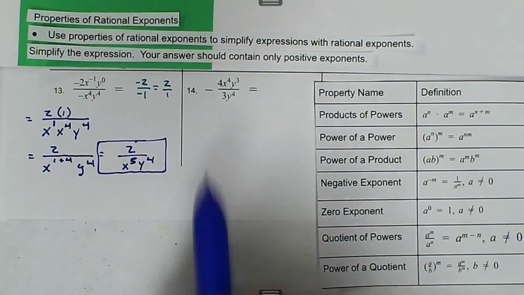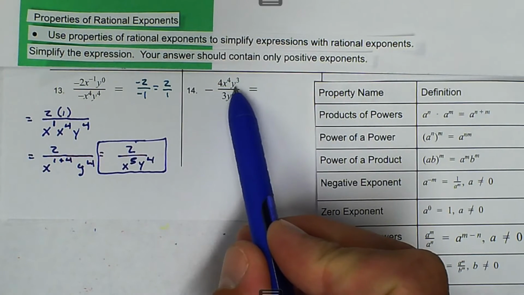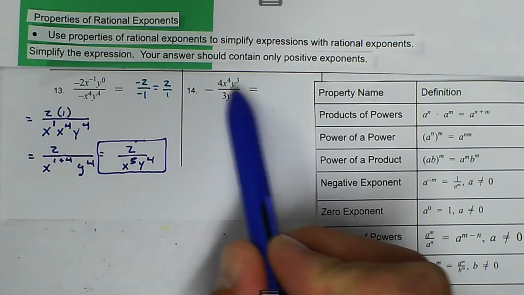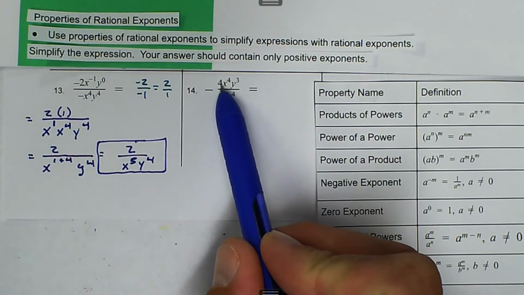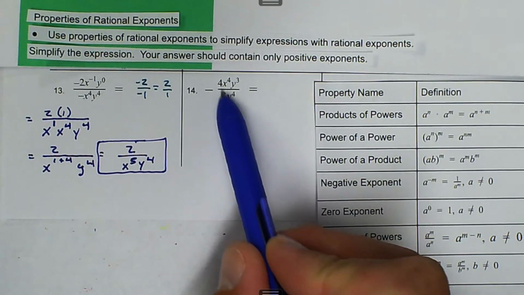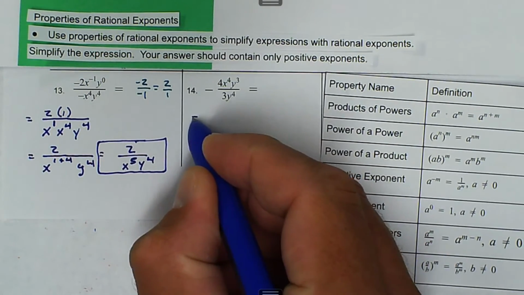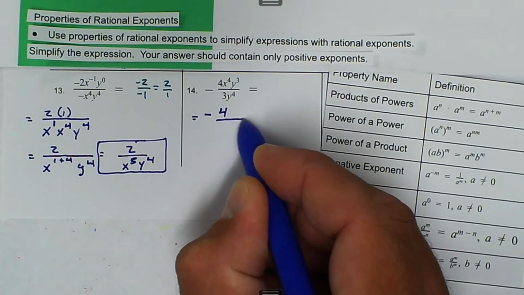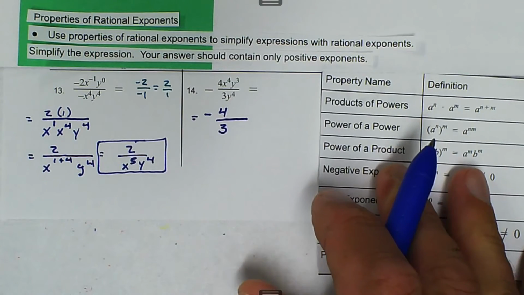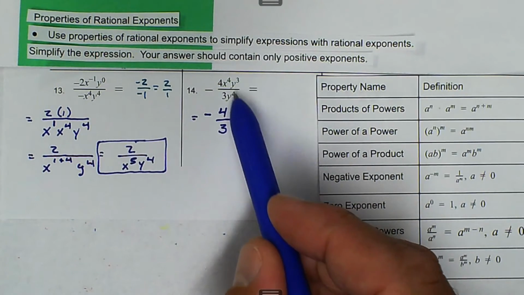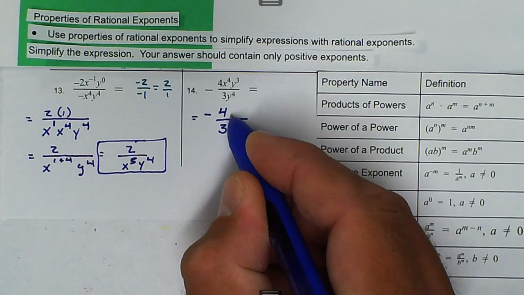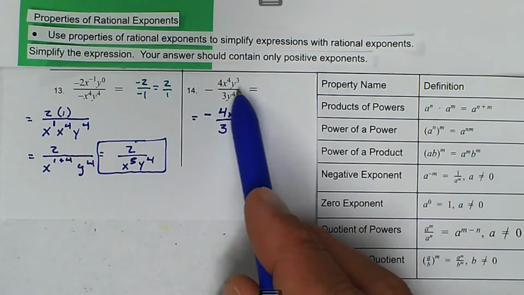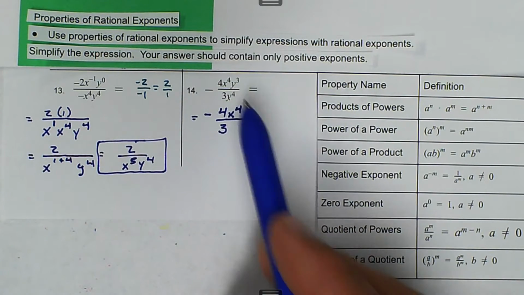Next one we have negative 4x to the 4th, y to the 3rd, divided by 3y to the 4th. And as we're looking at this, we notice that we have a 4 and a 3. I can't reduce that at all, so I'm just going to write those down. Keep the negative, and then we have 4 divided by 3. Now we have x to the 4th, so we're going to leave that in the numerator. And then we have y to the 3rd and y to the 4th.